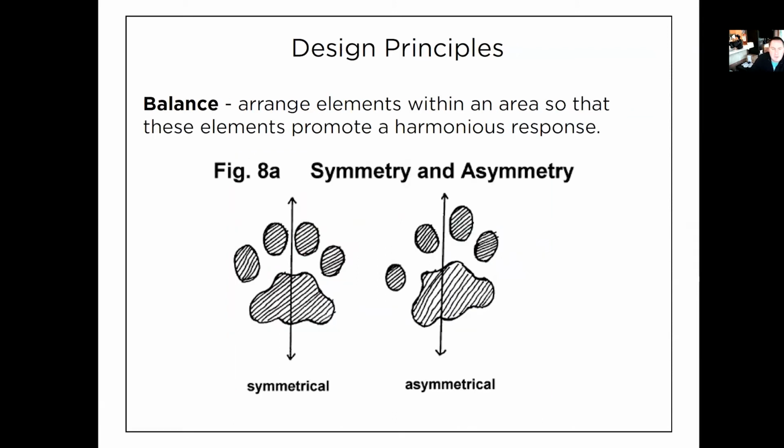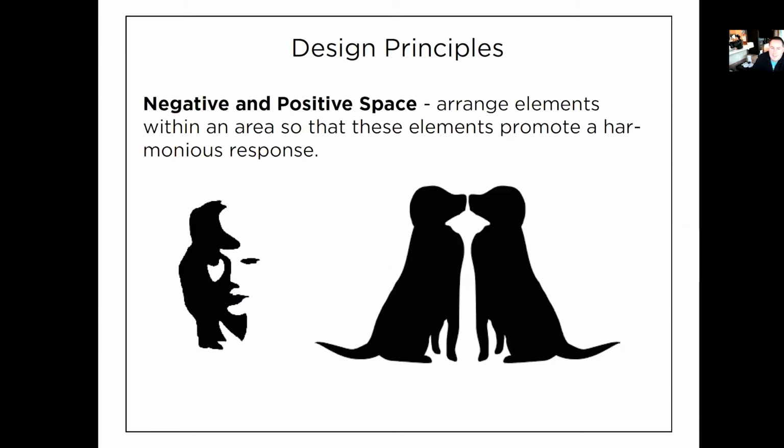There are design principles dealing with balance, arranging elements into an area so that these elements promote a harmonious response, which are symmetry and asymmetry, where things are lined up from the center on. There's negative and positive space. They arrange elements within an area so that these elements promote a harmonious response. As you see from a couple of these here, you look at whether there are things you can see.